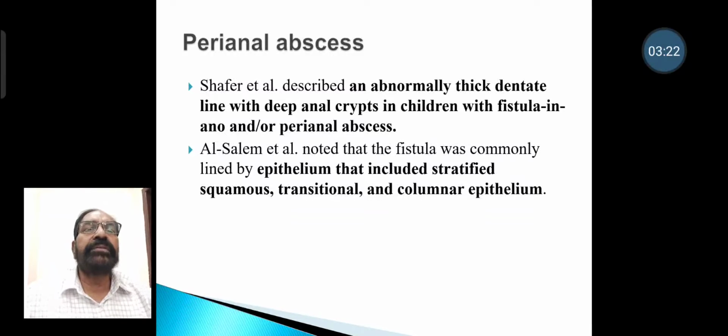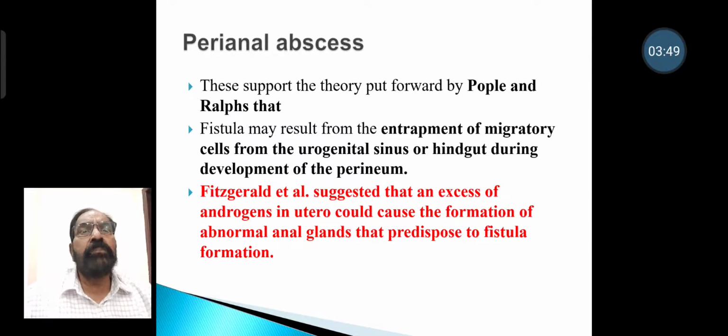Schaeffer et al. describe an abnormally thick dentate line with deep anal crypts in children with fistula in ano or perineal abscess. Al-Salam et al. noted that the fistula was commonly lined with epithelium that included stratified squamous, transitional and columnar epithelium. These support the theory put forward by Popul and Ralphs that fistula may result from entrapment of migratory cells from the urogenital sinus or hindgut during development of the perineum.